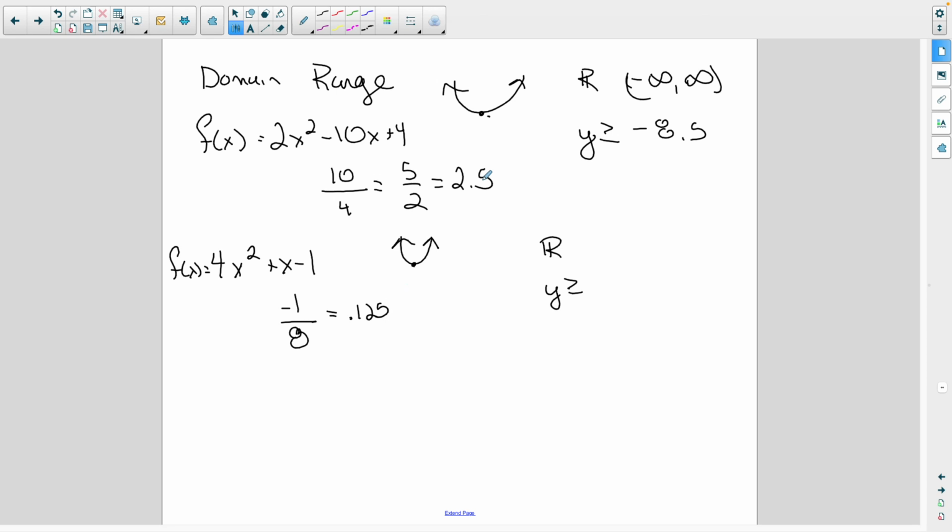So 4 times negative 0.125 squared plus negative 0.125 minus 1. And if I did everything correctly, I'm looking at a negative 1.0625. Let's go to the next page, the next one.